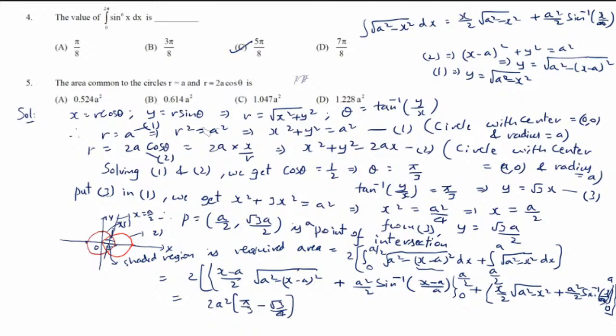Please check. So this is approximately 1.228 a square. So accordingly, the answer is option D. This is a very difficult problem.